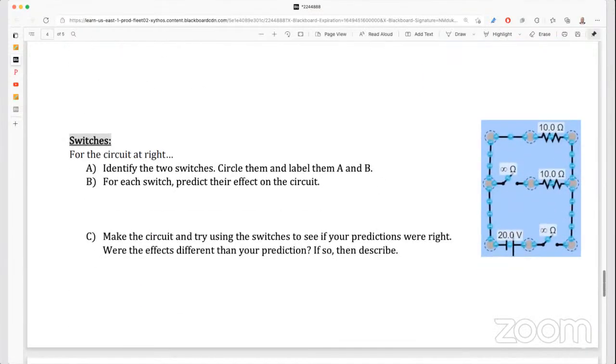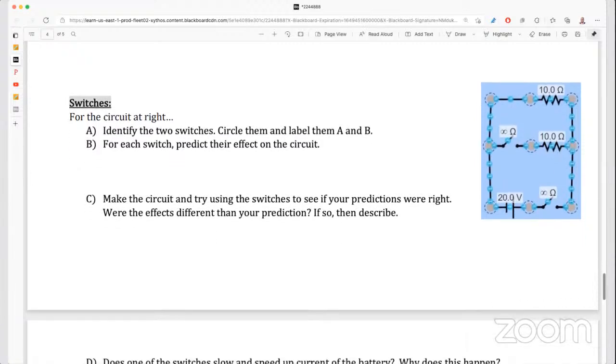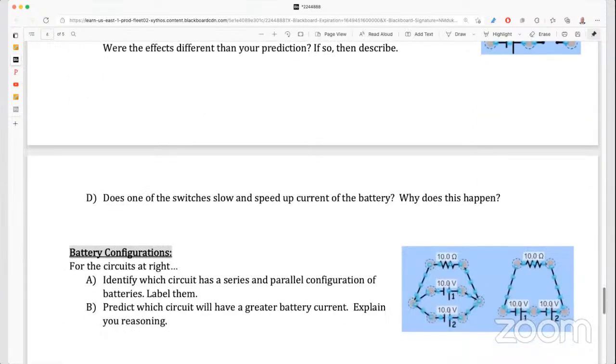And then next, you study switches. You identify the switches in this circuit, in this diagram, and then write down what is the effect of each switch. What happens when you close the switch or when you open the switch? Then make the circuit using your simulation window, and then actually close or open the switch to see if the switches behave as you predicted.